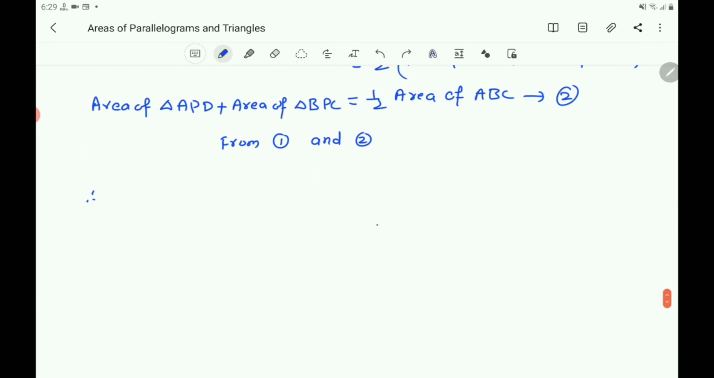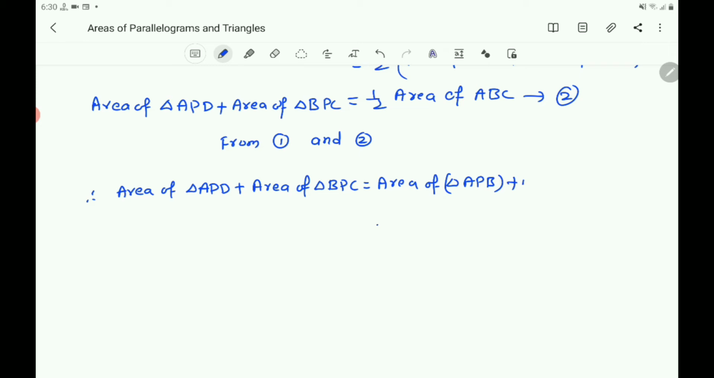So you write area of triangle APD plus area of triangle BPC equals area of triangle APB plus area of triangle PCD. You got the second also.